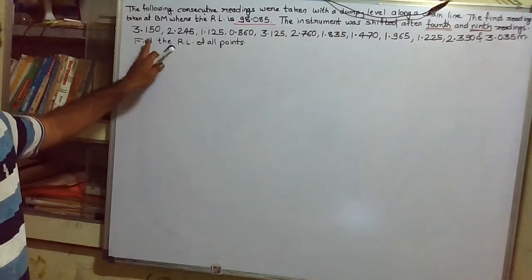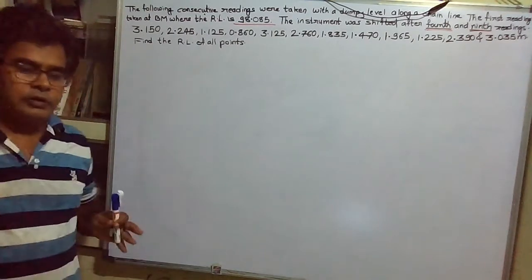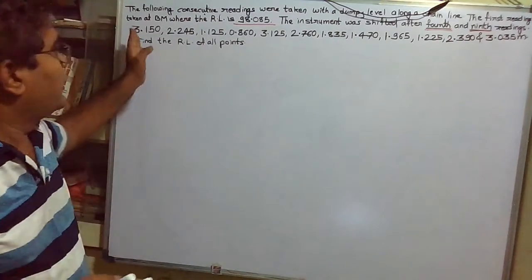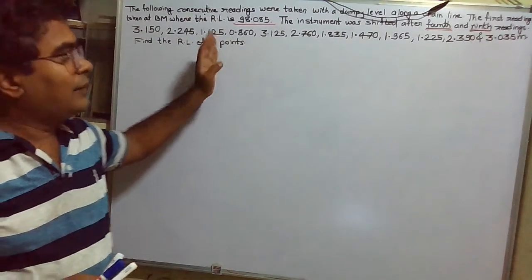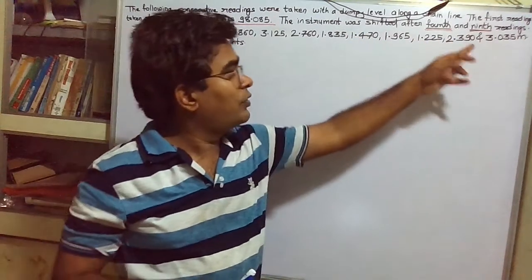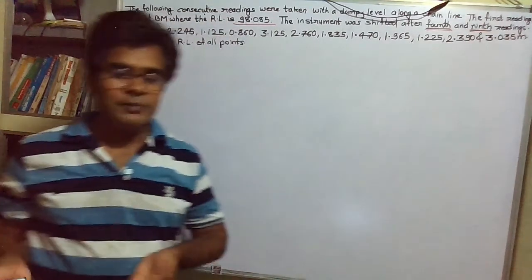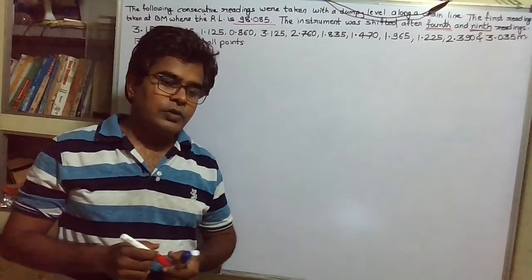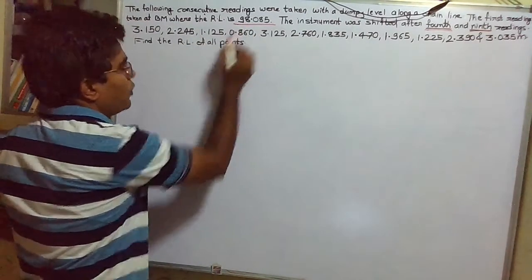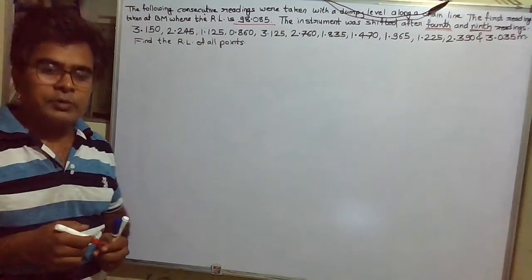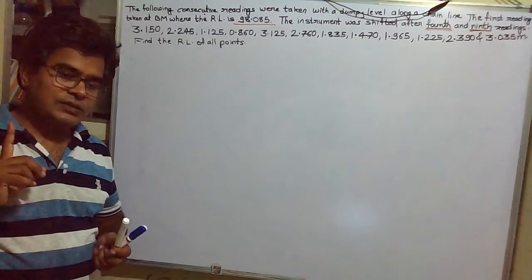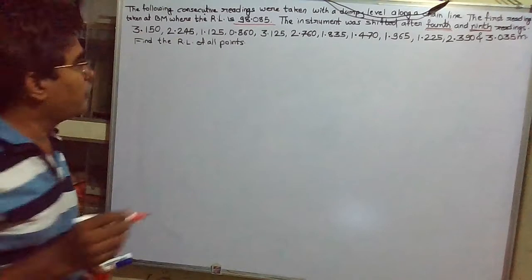So there is one instrument setup. With that setup, some staff readings are taken, and at some points change point is taken. It means the instrument is shifted after fourth and ninth reading. The instrument is shifted means change point. Okay, so these two things are important. For reducing levels of different points, we should know the reduced level of at least 1 point.